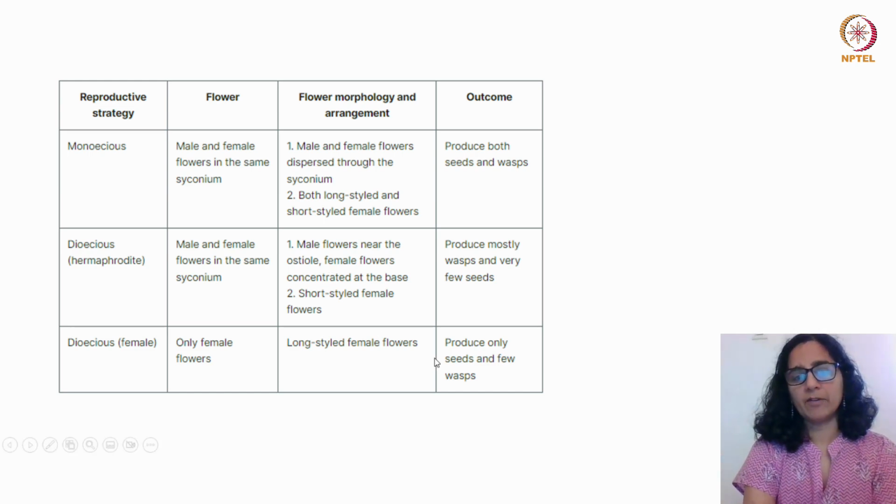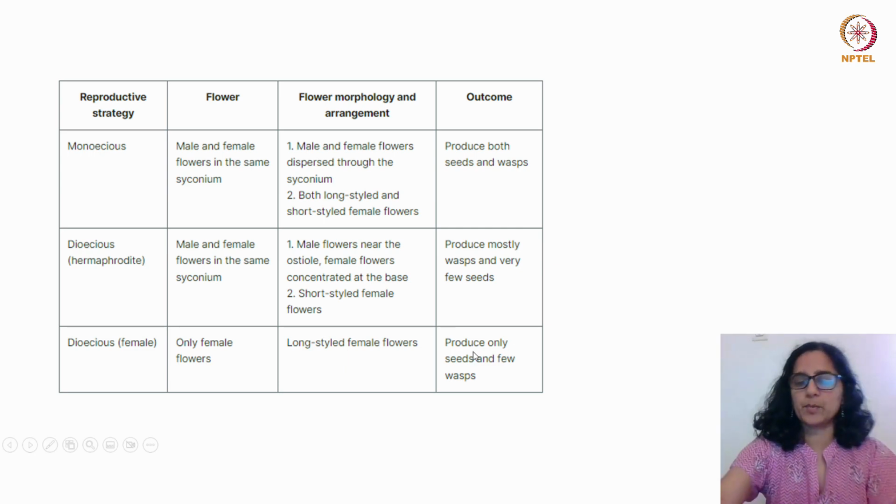And these are the ones which employ deception, or they deceive wasps because they mimic a chemical blend, basically volatile compounds, of that of a hermaphrodite syconium. So wasps think the smells are similar, so wasps are deceived and they come inside this dioecious syconium only to pollinate the long-styled female flowers, and they produce seeds instead of wasps.